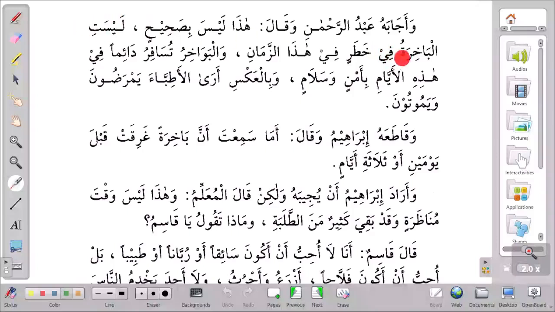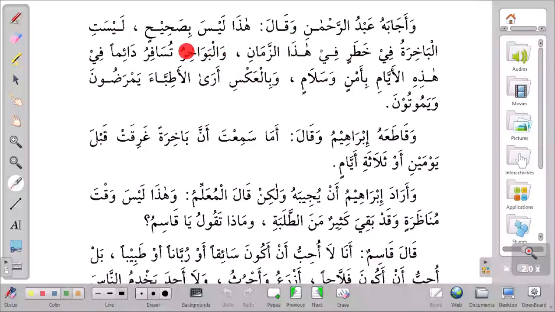So what he said is it is not true. لَيْسَتِ الْبَاخِرَةُ, the steamship is not. فِي خَطَرِ, is not in danger. فِي هَذَا الزَّمَانِ, in this time. Okay, zaman means time. So فِي هَذَا الزَّمَانِ, in this time, they are not in danger. So he said it's not true.